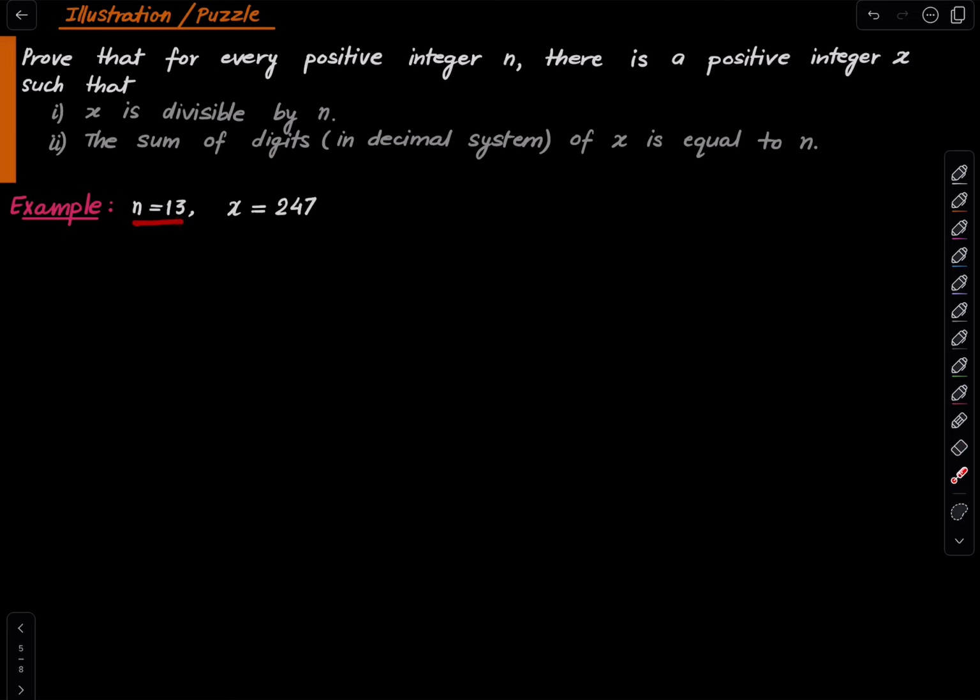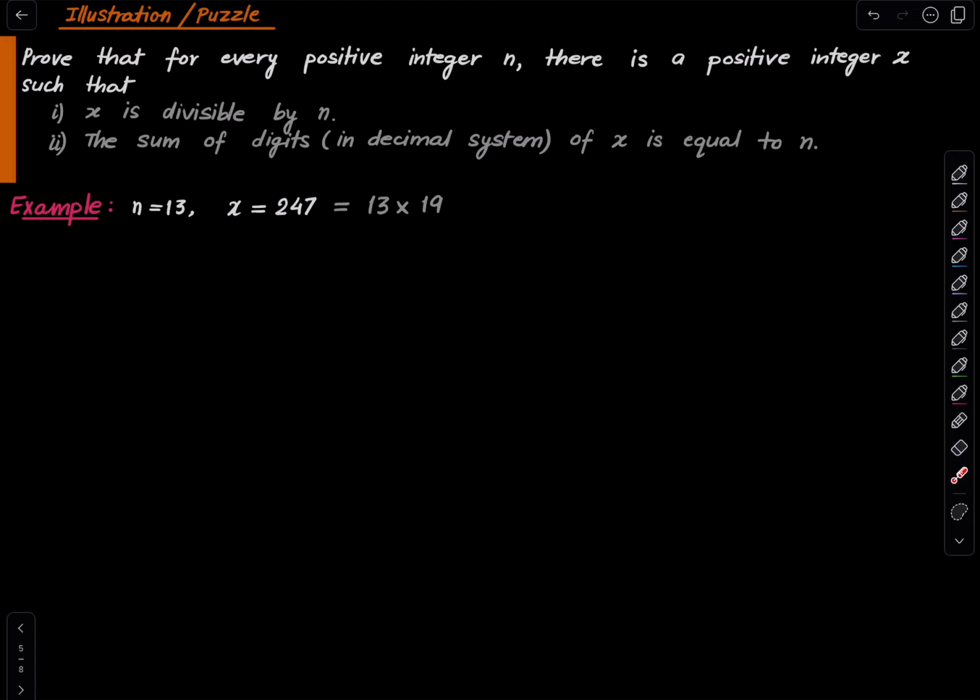Suppose n is 13, somebody has chosen n as 13. Then this number, first of all, is divisible by 13 because it is equal to 13 times 19. And secondly, the sum of digits is 13. Right? 7 plus 4 plus 2 is 13.